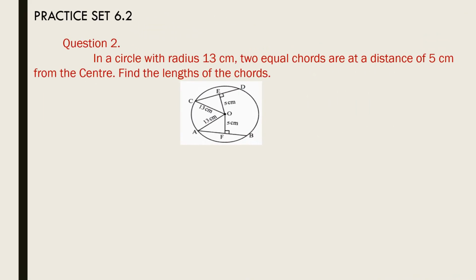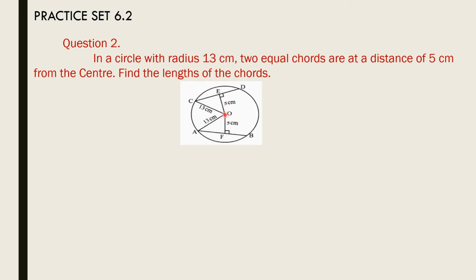Second question. In a circle with a radius of 13 centimeters, two equal chords are at a distance of 5 centimeters from the center. Find the length of the chords. First, draw the figure. In this question, the radius and the distance of the two chords from the center are given. We have to find the length of the chords.